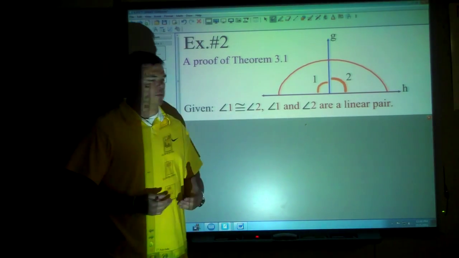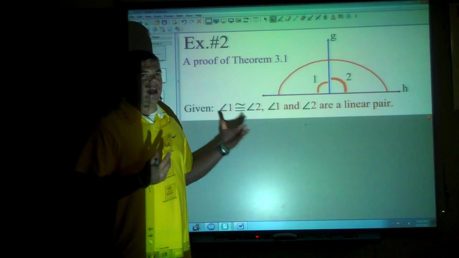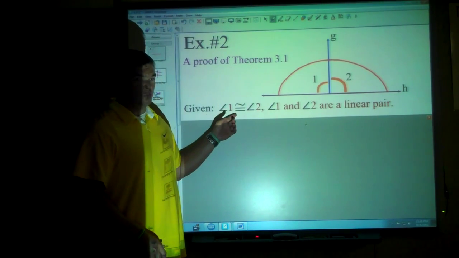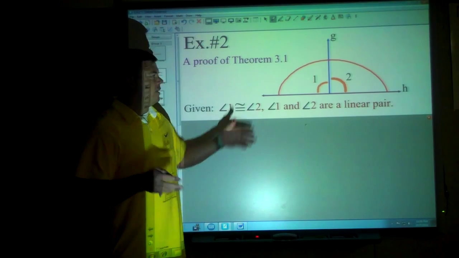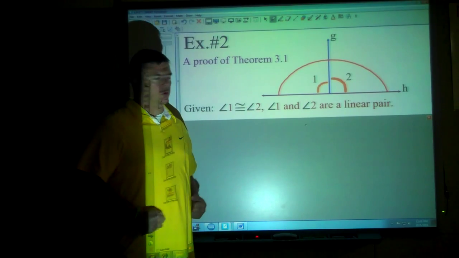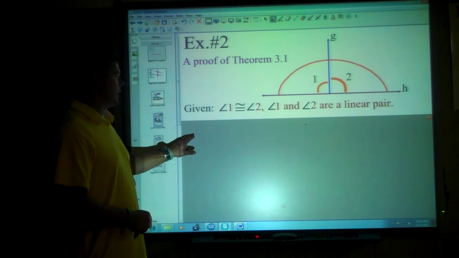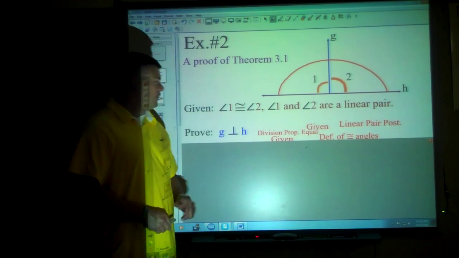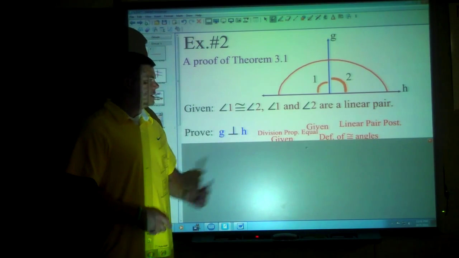Now think about that for a moment. You have a linear pair, which means they had to be 180 degrees, and each of them are congruent to each other. There's only one thing they could be. They both have to be 90 degrees because they have to be the same and still total 180 in order to be a linear pair. We are trying to prove that G is in fact perpendicular to H.